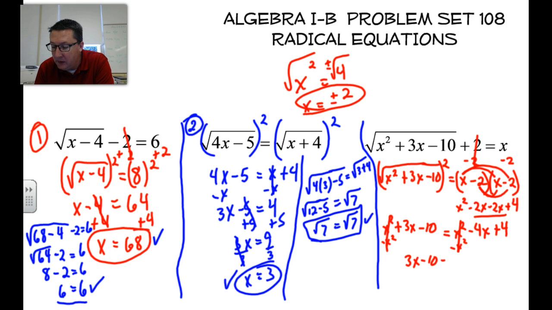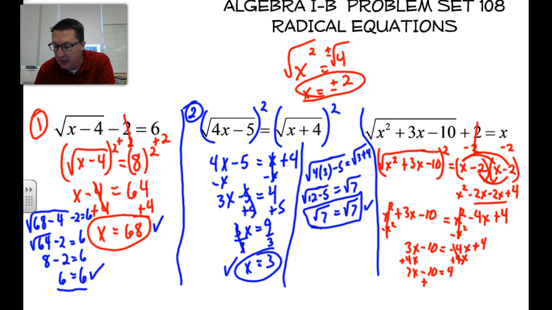3x minus 10 equals negative 4x plus 4. So we solve for x. I'm going to add 4x. So 7x minus 10 equals 4. Move this down just a bit. I'm going to add 10. So 7x equals 14. Divide both sides by 7, we end up with x equals 2.